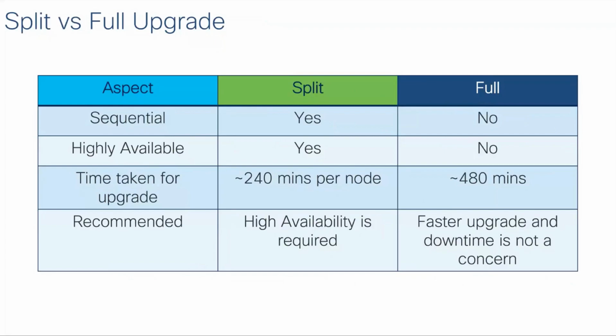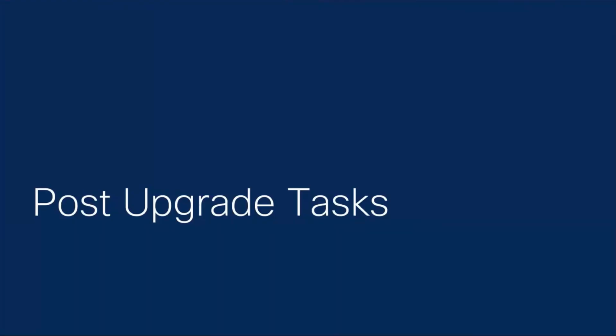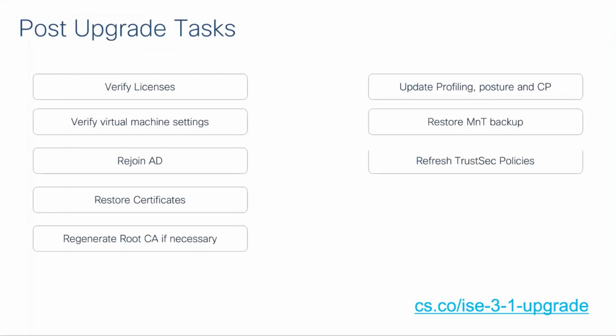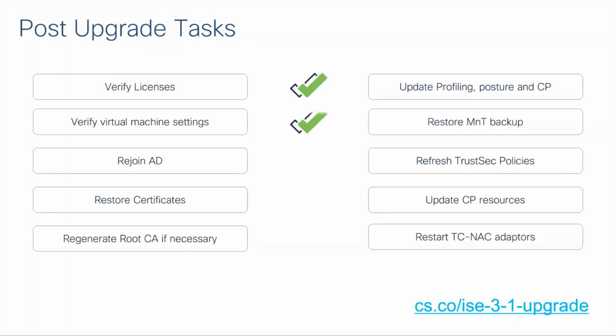Once the upgrade has successfully completed, irrespective of the upgrade method or upgrade option that you have chosen, you have to go through the checklist again. That's what we call the post-upgrade tasks. You might have to verify the licenses post the upgrade. You might have to renew the registration, enable smart licensing again if it is not enabled, register your deployment or renew the registration, and verify your virtual machine settings.